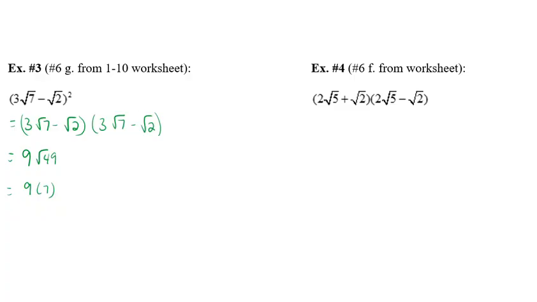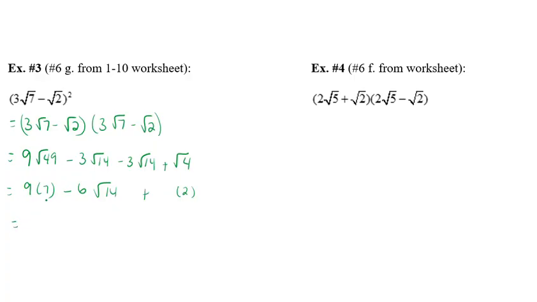Then we go 3 root 7 times root 2, so that gives us 3 root 14. And then root 2 times 3 root 7 is the same thing, just backwards. And then root 2 times root 2 gives us root 4, or 2. Again, if you're comfortable jumping to that step and just saying right away that it's 2, that's fine. We do have these like terms we can get together. 3 root 14 and 3 root 14 gives us 6 root 14.